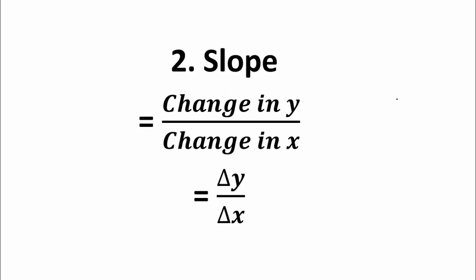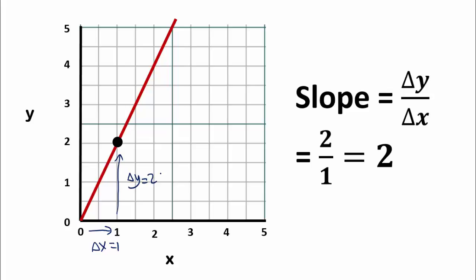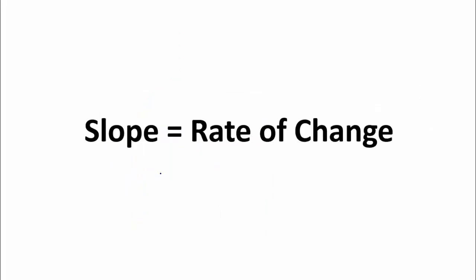Second thing, slope is defined to be change in y over change in x, which is also written like this. For this line, as x is changing by 1, change in x is 1, y is changing by 2. So slope of this line is going to be 2 over 1, or 2. And as you can see, 2 means y is changing by 2 every time x is changing by 1. So it's telling you how fast y is changing. So slope is the rate of change, or how fast something is changing with respect to something else. Now let's get started with differential calculus.